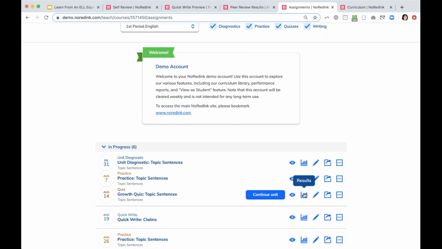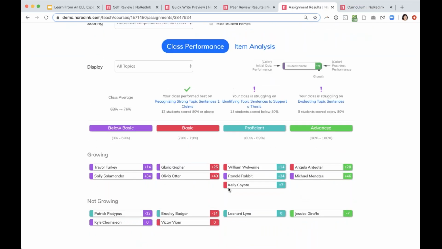Along those lines, one of the areas that really excites me and I love talking about in trainings, whenever you do that growth quiz or that post test, there's students that maybe aren't completely in proficient or advanced, but they have grown a significant amount. And so you can see here, somebody like Olivia Otter, for example, who went from below basic to basic, still might need some work on those skills. So this is probably something I'm going to spiral in later on, but she grew 40 points, and that definitely is cause for celebration and for recognition.